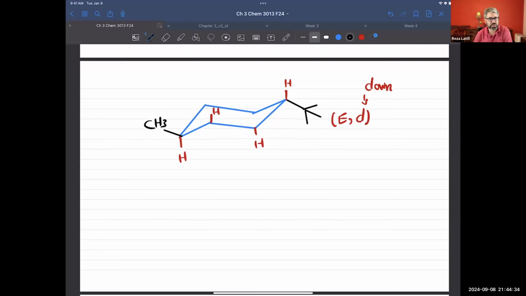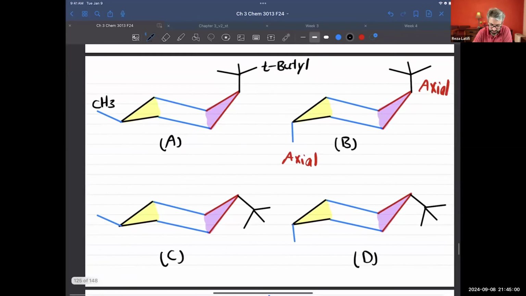Why? Because you don't have any methyl or tert-butyl in an axial position, and that's not going to create any strain. So the methyl group is pointing up. The methyl group is again pointing up, but it has the equatorial position. So among the four options, the correct one will be the one that has both of them in equatorial position.